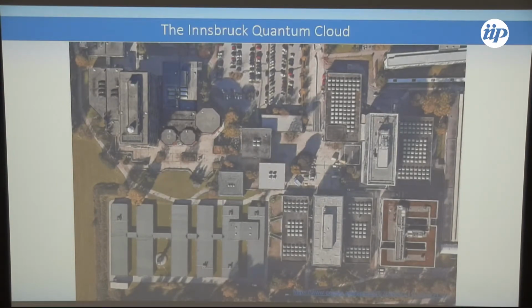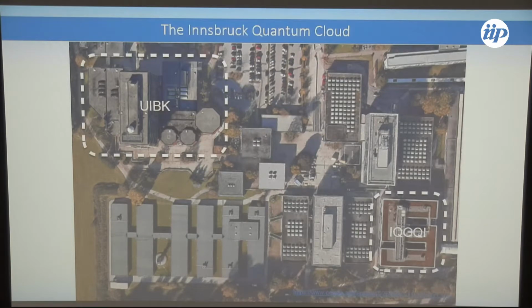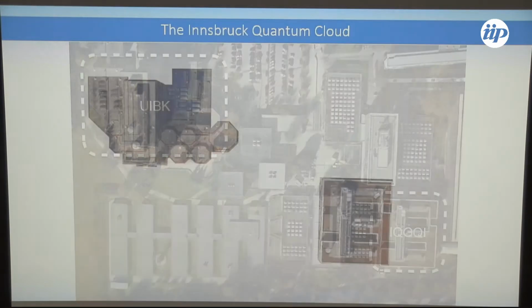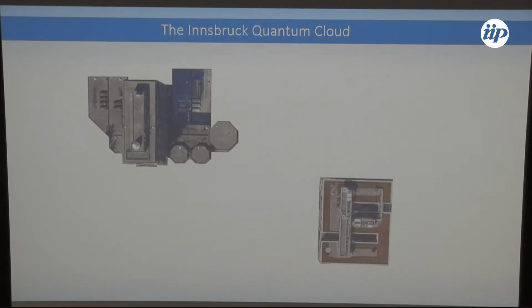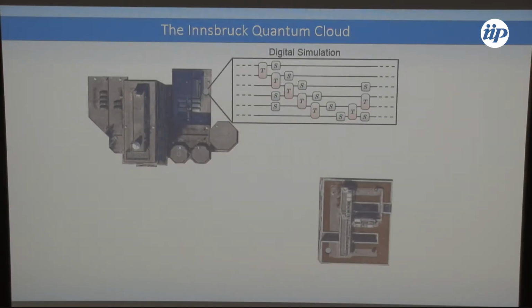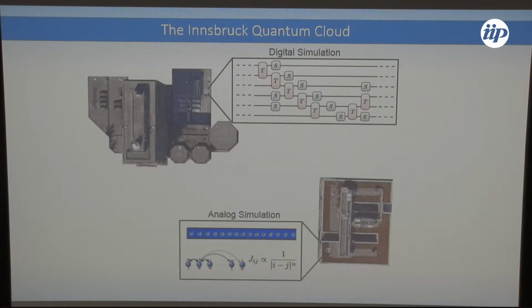So, just a bit of advertisement. In Innsbruck, how does this look in practice in our experiment? This is the map of the campus in Innsbruck. And there are actually two ion experiments that we have. Here we have the university building, where we have a digital quantum simulator. We saw something, I guess, last week by Philipp Schindler about this. And here at the Institute for Quantum Optics, we have an analog quantum simulation, so the system I just showed. And that's also where we, the theoreticians, are, with our little computers.